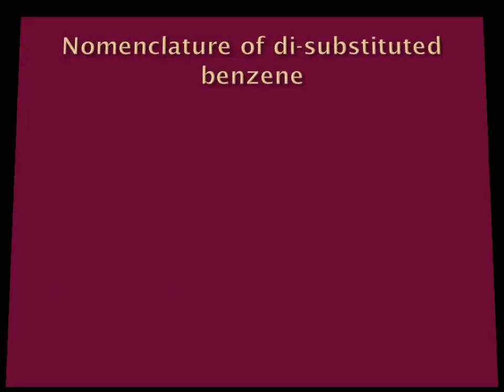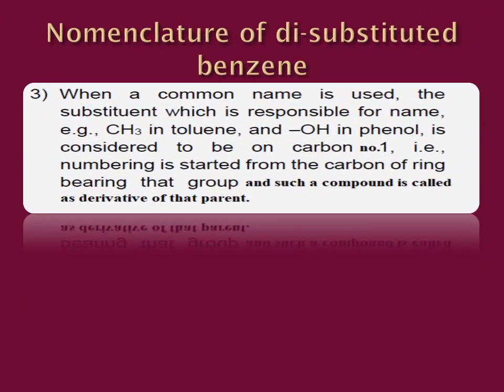The third rule is, when a common name is used, the substituent which is responsible for the common name, for example, when CH3 is attached to the benzene ring, it is called toluene. So CH3 is responsible for the common name. And in phenol, OH is responsible for the name phenol. So the OH and CH3 are going to be considered as carbon number 1, and numbering is going to start from the carbon atom bearing that group. And such a compound is called a derivative of that compound.